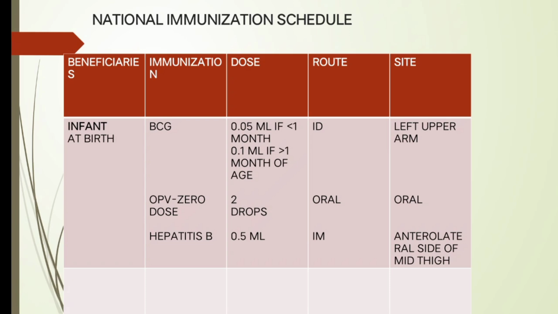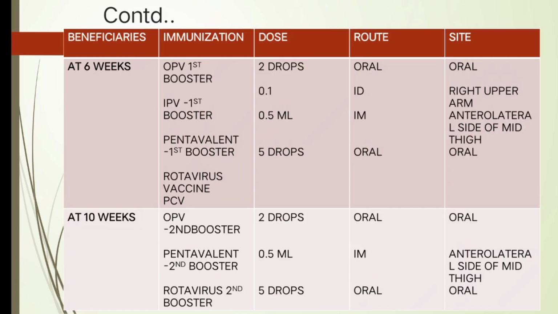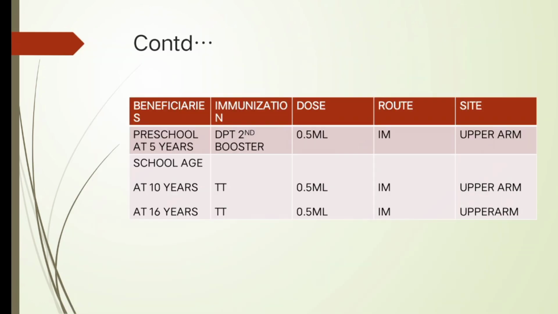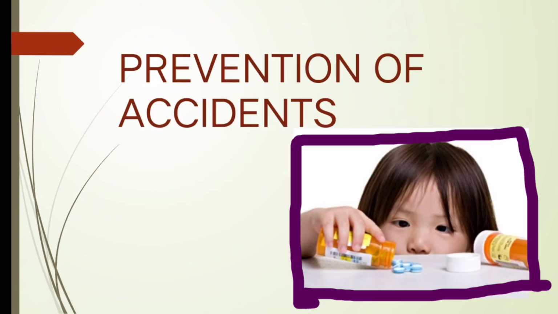So this is the national immunization schedule being implemented. You have to see that all the immunizations are given to the children according to their age, from the 0th dose to 6 weeks, 10 weeks, 14 weeks and so on.